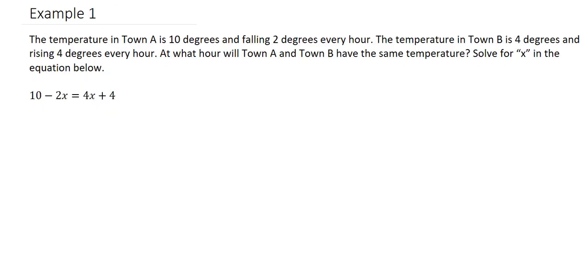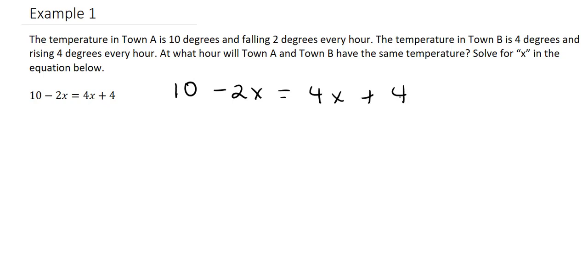So example 1: the temperature in town A is 10 degrees and falling 2 degrees every hour. The temperature in town B is 4 degrees and rising 4 degrees every hour. At what hour will town A and town B have the same temperature? We're going to solve for x in the equation below, which will be how many hours away until they're the same temperature. So we have our equation: 10 minus 2x is equal to 4x plus 4.